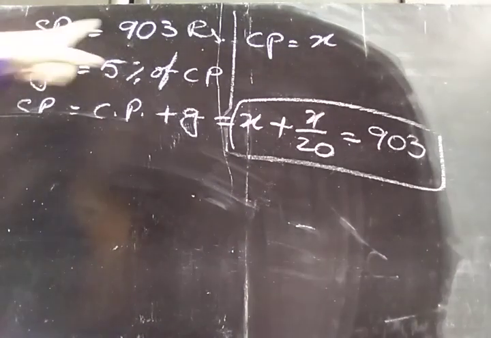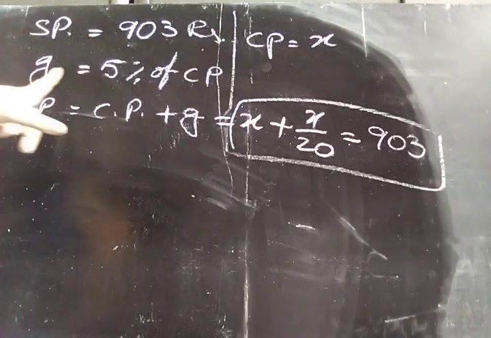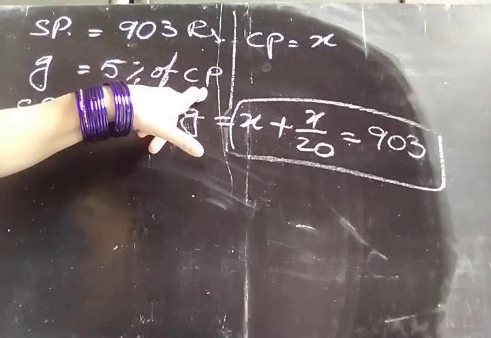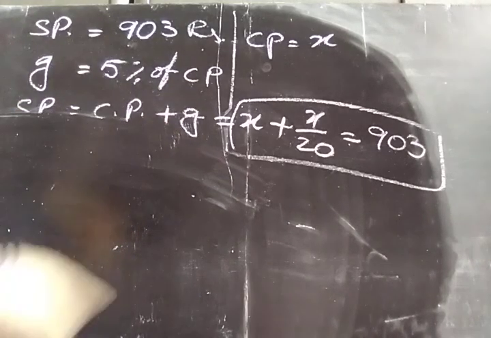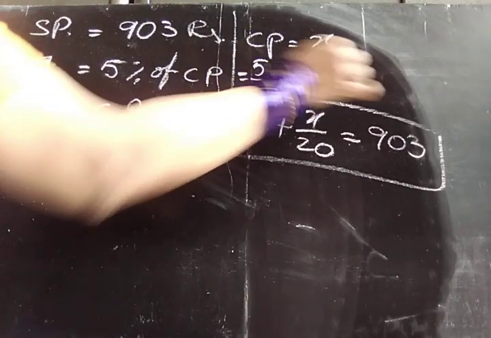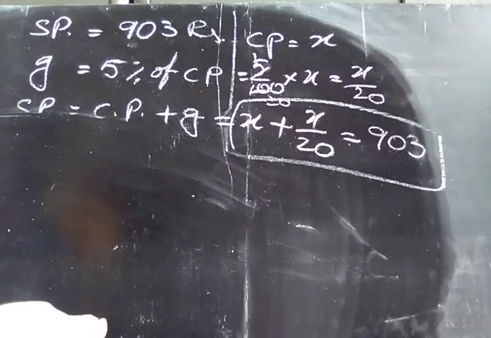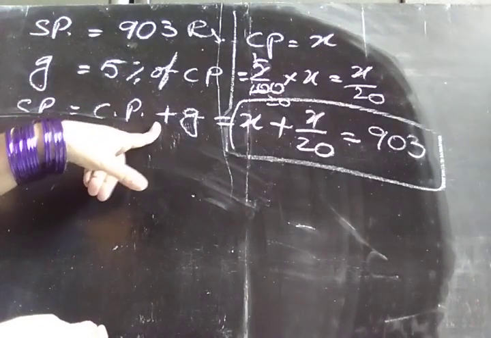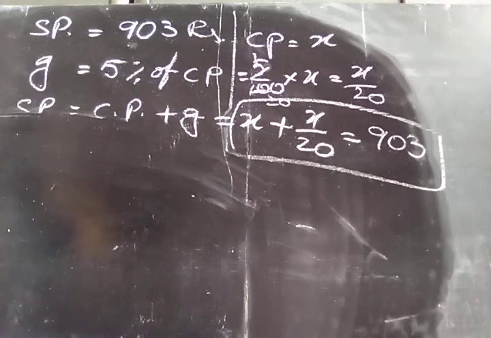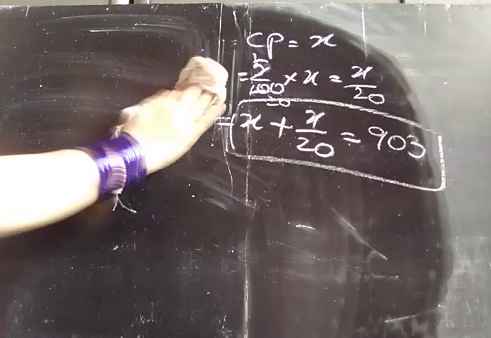Understood, children? SP is given as 903 rupees. CP, let it be x. Gain is 5% of CP, which means 5 by 100 into x. So 5 ones, 5 20s, x by 20. That is the gain. So SP is equal to CP plus gain: x plus x by 20 is equal to 903. That is our equation. Now you have to solve that equation.